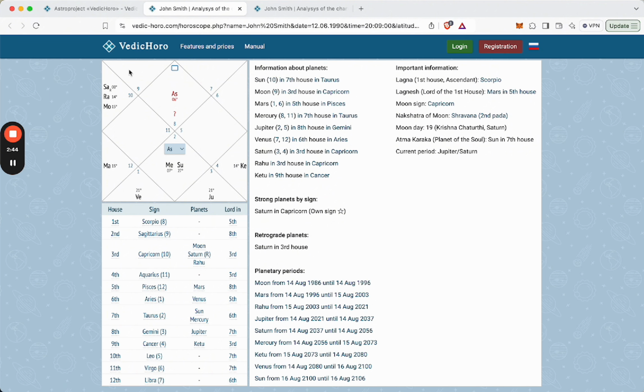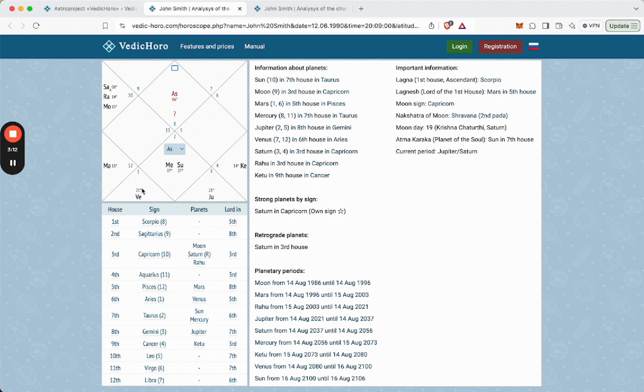The second house is in the sign of Sagittarius. Third house is in the sign of Capricorn, number 10. Saturn, Rahu, and Moon are placed in the third house in the sign of Capricorn. Fourth house is in the sign of Aquarius. Fifth house is in the sign of Pisces. Mars is here in the sign of Pisces in the fifth house.